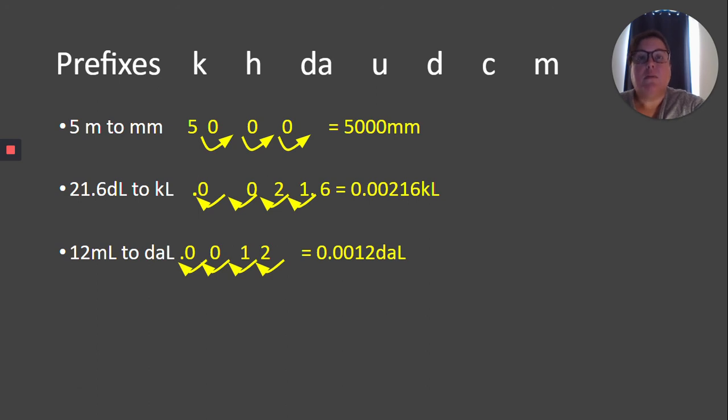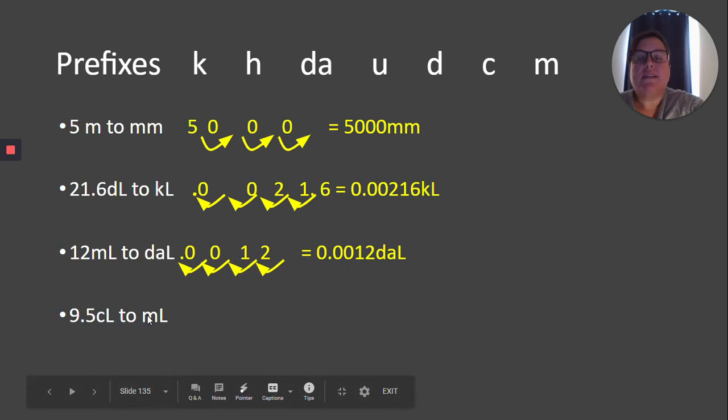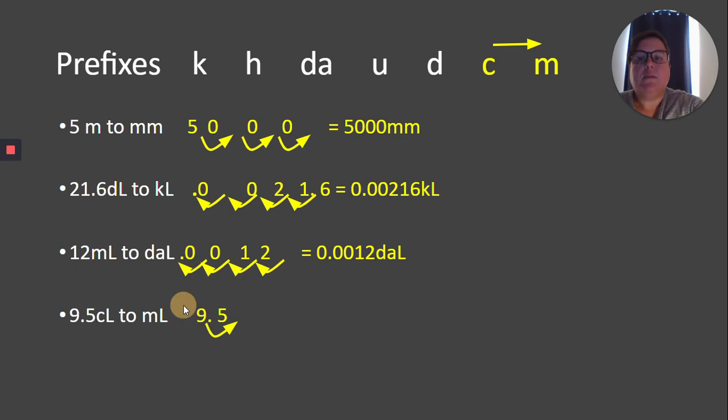We're going to try one more time. Here we have centiliters going to milliliters. So we're starting at the C, and we're going to the M. So that is once to the right. So we're going to take our decimal, and we're going to move it once to the right. And so we would have 95 milliliters.